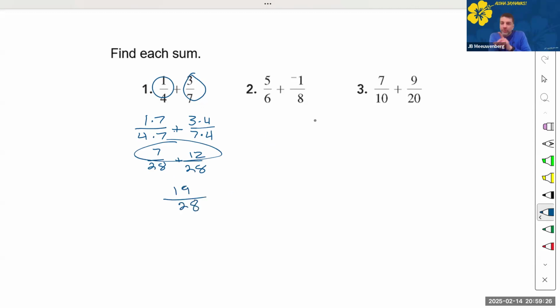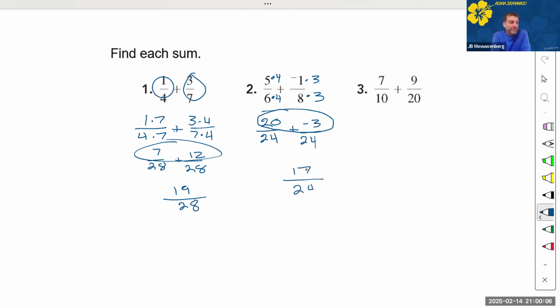For the second one, we can do the same thing. But what I will note is that you can get a smaller denominator than just multiplying 6 times 8, because they're both divisors or factors of 24. So I'm going to multiply this fraction by 4 and 4, and this fraction by 3 and 3. That will give me 20 over 24 plus negative 3 over 24. Same denominators. Now we can add what it says to do on top. Note that this is a positive plus a negative. That gives us 17 over 24.